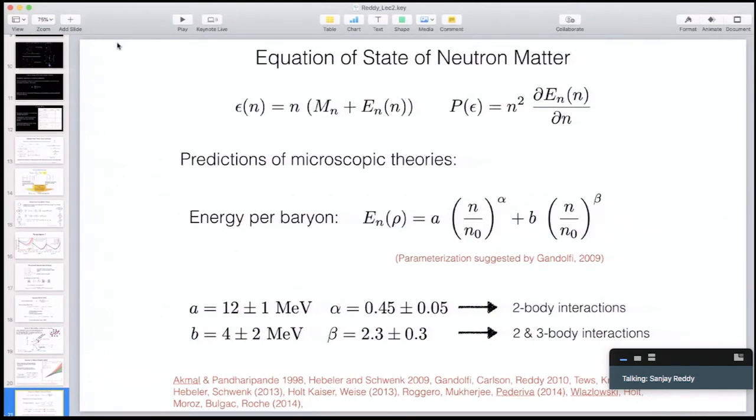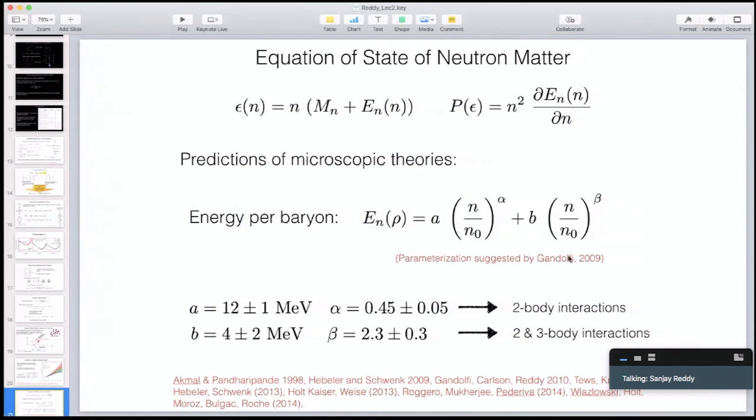So what we are doing now is parameterizing the equation of state of neutron matter based on all of these calculations. What one finds is that, after all these difficult calculations are done, the final expressions you get for the equation of state are actually quite simple. The energy density is given by this expression, where the energy density is equal to the total number density of neutrons times the mass of the neutron plus the energy per particle that we saw. And then the pressure is calculated using this expression, which is n squared times the derivative of the energy per particle with respect to density.